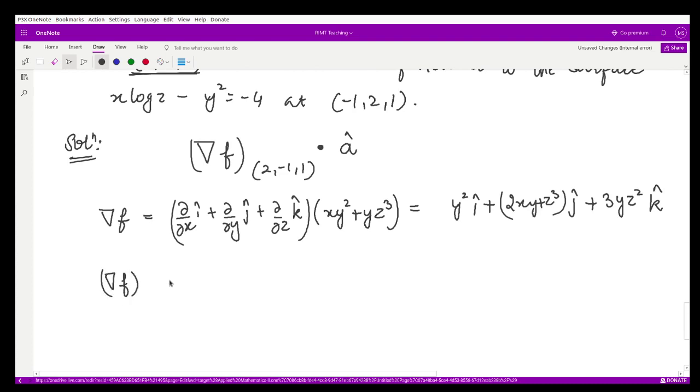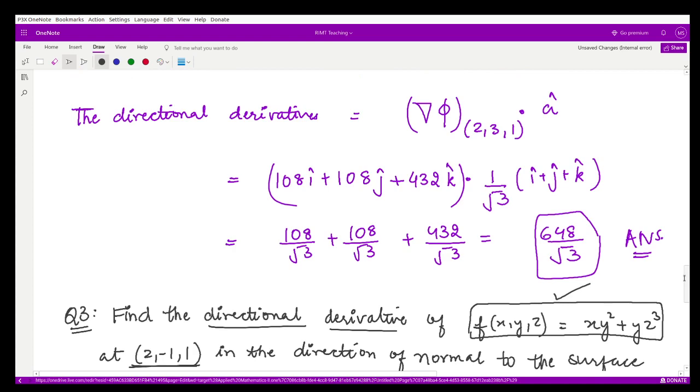The given point is 2 comma minus 1 comma 1. So we have to substitute the values here. It comes out to be equal to i cap minus 3j cap minus 3k cap. So this is one thing that is required. Now look at the other part of this question.